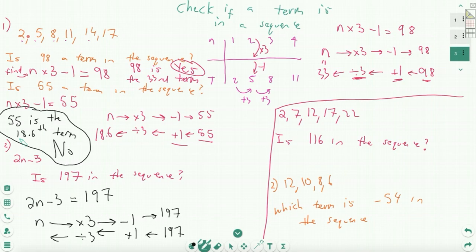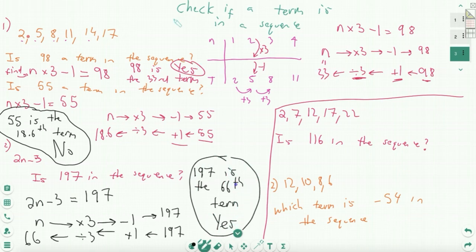197 plus 1 divided by 3 is 66. It's the 66th term. 197 is the 66th term. So yes. So guys, here's some questions you can do on your own, and you can always get back to me when you're done.